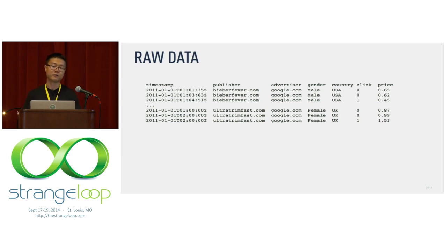Imagine we have a raw data set like the one I have showing here. This could be a sample data set from online advertising data. You might have a timestamp dimension. You might have a bunch of attributes. And you might have a couple of metrics in here.